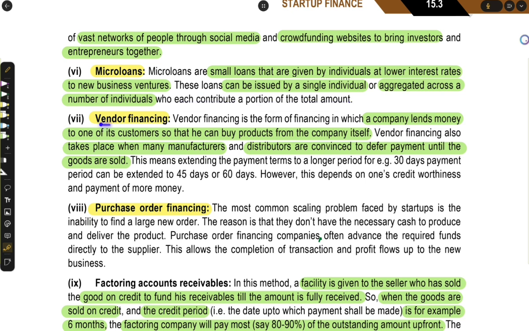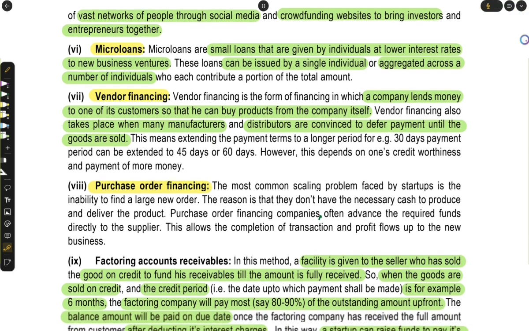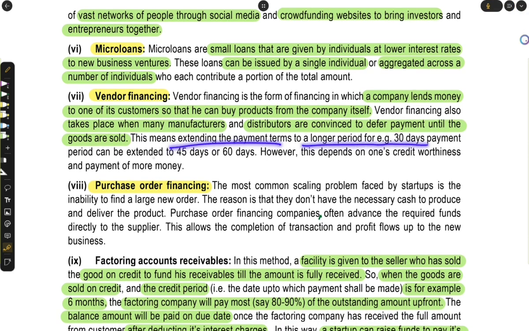Then there is vendor financing. Vendor financing is the form of financing in which a company lends money to one of its customers so that he can buy products from the company itself. The vendor is providing finance to the customer, and the customer is the startup here. Vendor financing also takes place when many manufacturers and distributors are convinced to defer the payment until the goods are sold. This is a facility provided by the manufacturers or distributors. It means extending the payment term to a longer period, that is 30, 45, or 60 days.